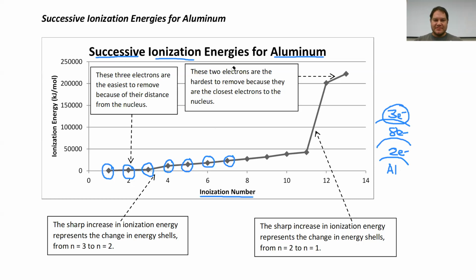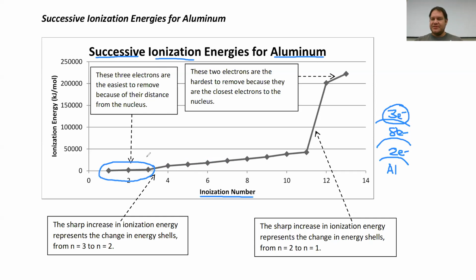And that is what's represented here. Let me erase these circles here. So that's what's represented here is these first 3 electrons are from the valence shell, the electrons that are furthest from the nucleus. So if they're furthest from the nucleus, they have essentially more energy, right? So what it requires is less energy to actually remove them.